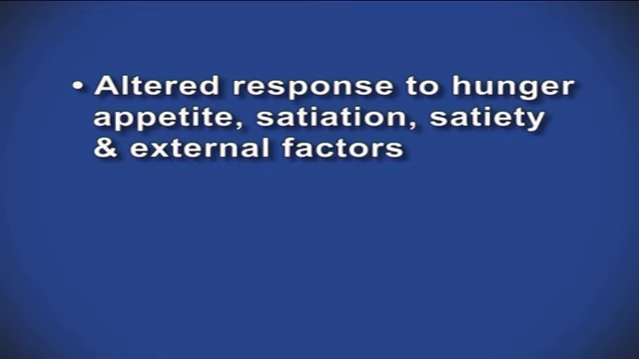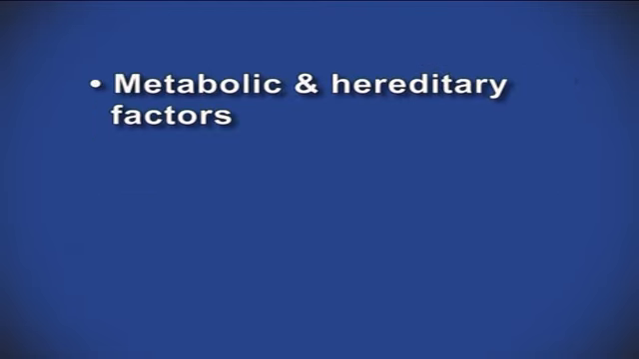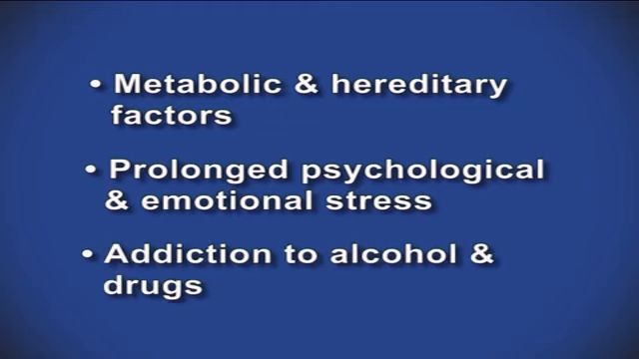Causes? The causes of underweight are as diverse as those of overweight and are as follows: altered response to hunger, appetite, satiety and external factors, eating disorders, compulsive dieting, over-exercising, metabolic and hereditary factors, prolonged psychological and emotional stress, addiction to alcohol and drugs. Underweight can be a sign of underlying disease such as cancer. Illness can speed up metabolic rate, spoil the appetite or interfere with digestion. Correcting underweight helps improve the quality of life.